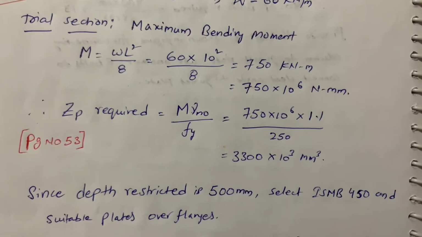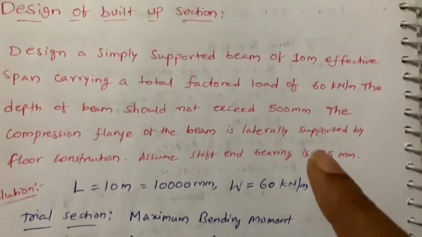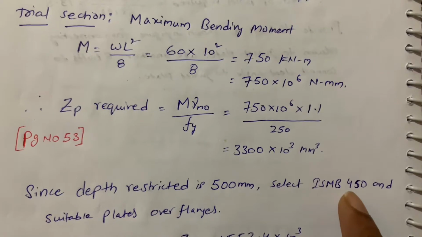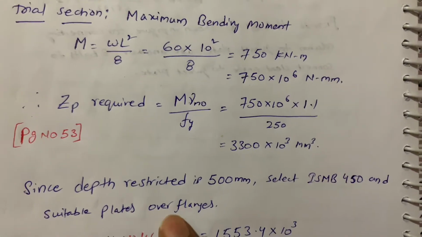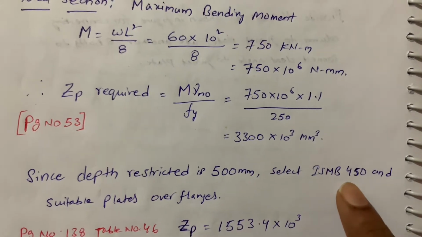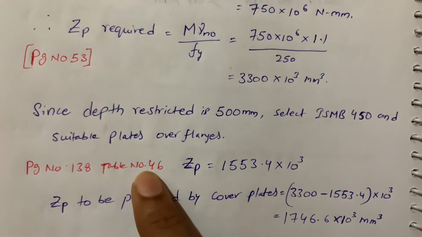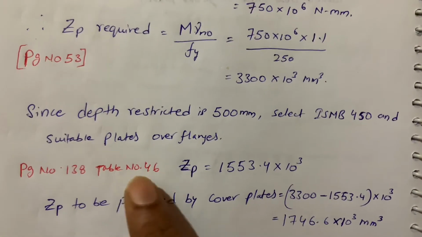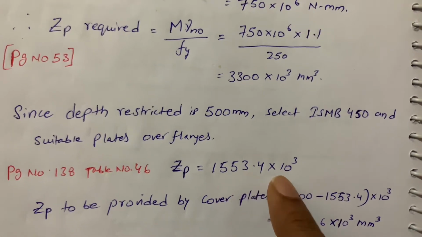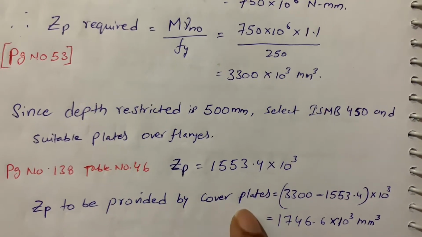After that, in the given question the condition is that depth should not exceed 500 mm. Okay, this is the condition. So I am taking ISMB 450 and suitable plates or flanges. For ISMB 450, the properties are given in the steel tables book. In page number 138, table number 46, IS 800 2007, the ZP value for ISMB is 1553.4 into 10 cube.